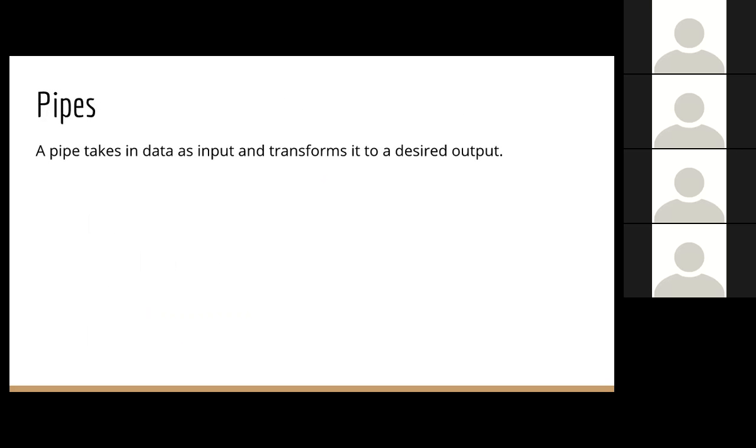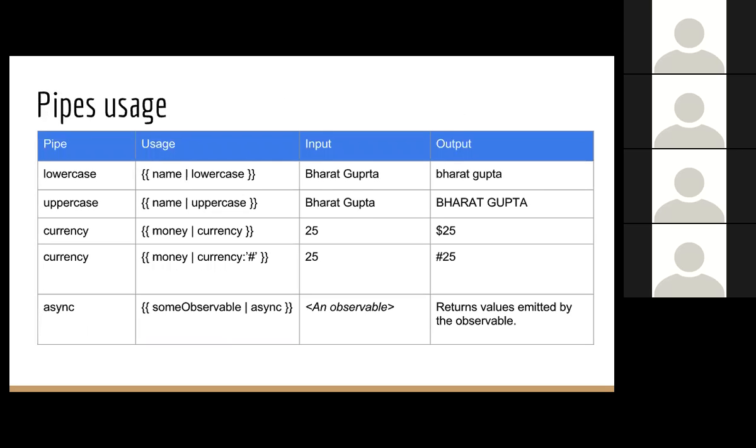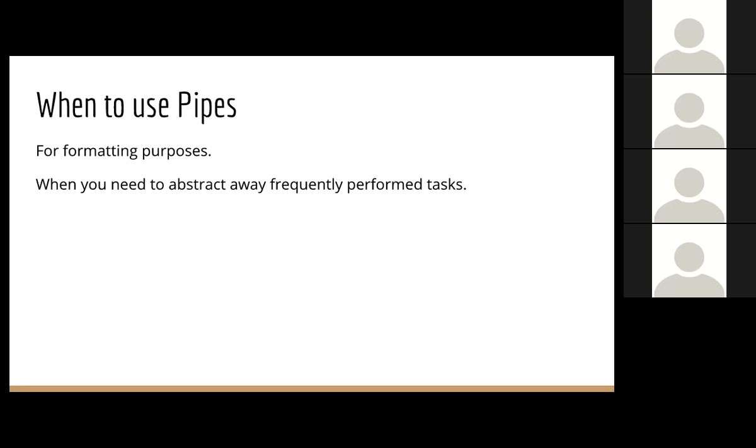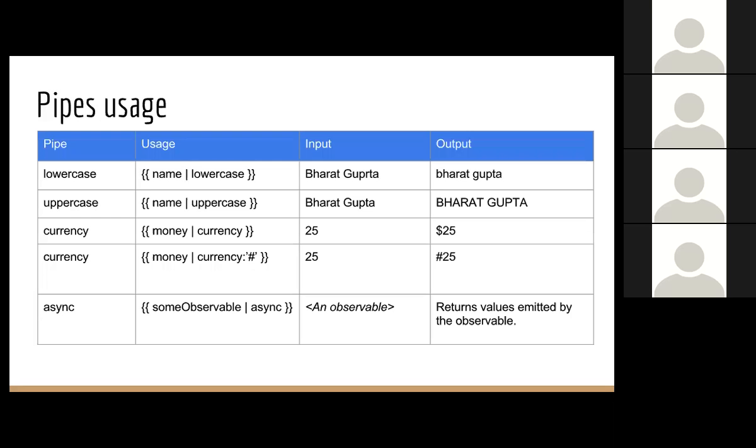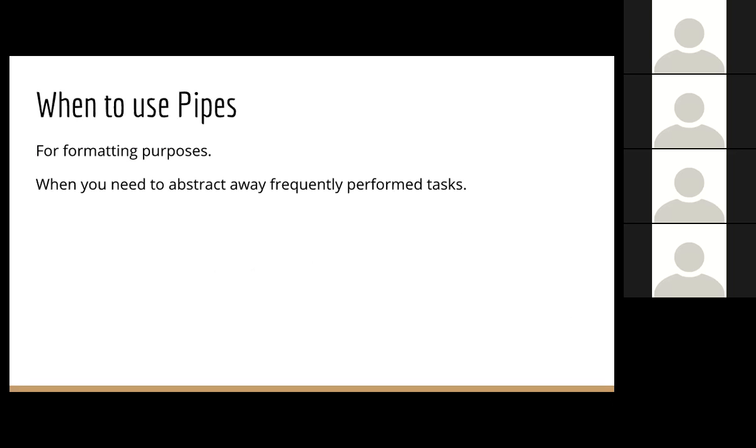Pipes take in data as input and transform it to a desired output. These are a few pipes and how you can use them. Okay, when to use pipes? Pipes would be used for formatting purposes. Like in this case, you see uppercase. I changed the character case from camel case to uppercase. And you can also use pipes when you want to abstract away some frequently performed tasks. I forgot to explain it the last day, but I will do it today.